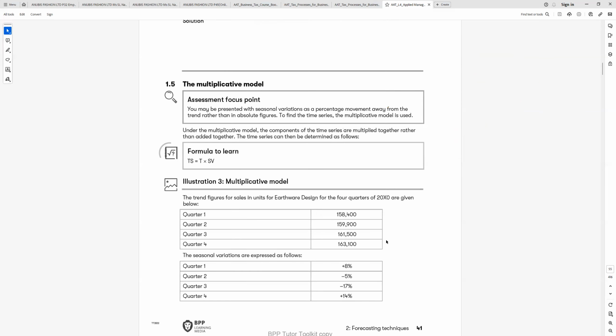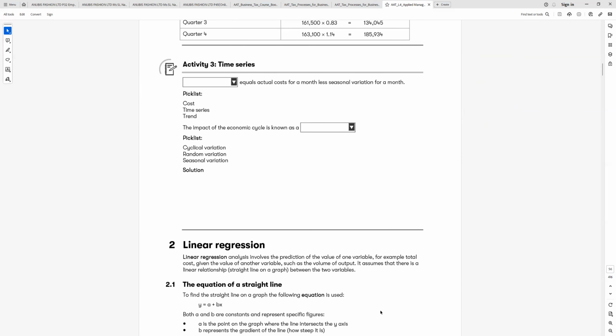The next one we have here is time series analysis, and this is quite simple. So let's do it quite quickly. Remember, this is called trend. So trend equals actual cost for a month less seasonal variation. So if I subtract the seasonal variation from the actual cost, the difference we have, we call it trend. The impact of the economic cycle is known as cyclical variation. That's just a definition.